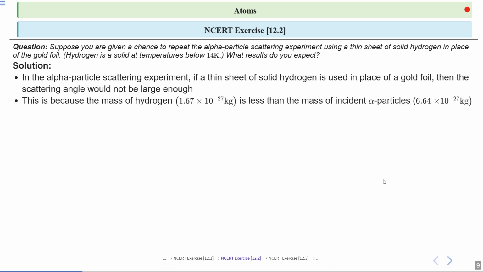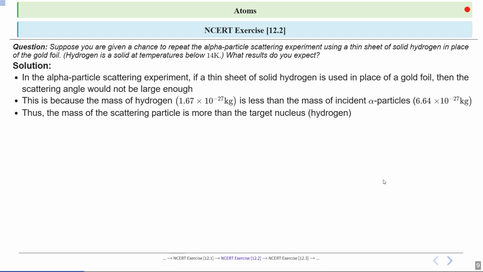Why is this? It's because the mass of a hydrogen nucleus is much smaller than the mass of an alpha particle. Specifically, hydrogen has a mass of about 1.67 times 10 to the power minus 27 kilograms, while an alpha particle is about 6.64 times 10 raised to power minus 27 kilograms. So the incoming alpha particle is actually heavier than the hydrogen nucleus it hits.